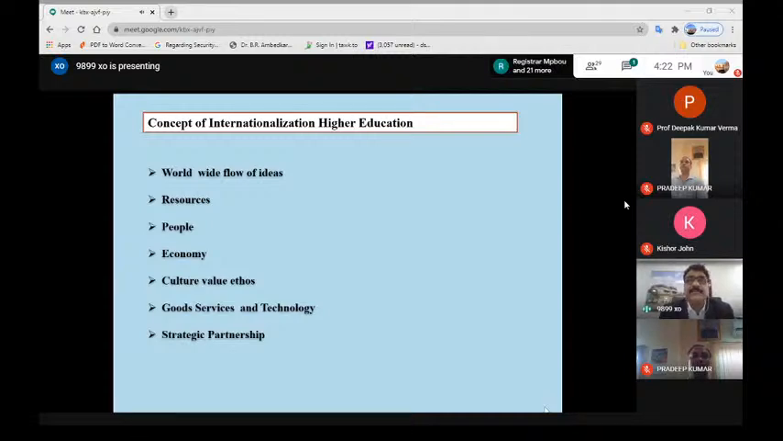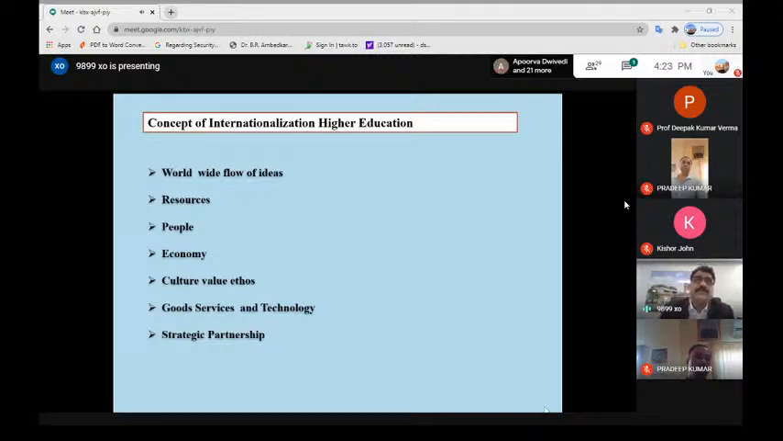So when a university like Dr. Ambedkar University in Mhow signs an agreement with any European country or any European university, it means this is not only a namesake degree. Your students will go, European students will come here, and they will learn the academic part as well as the social and cultural part, and after 10 or 15 years, the same students will become ambassadors. Also, we are getting resources, we are transferring our ideas, culture, and good services as well as technology, and we are developing strategic partnership. That is called the internationalization of higher education.